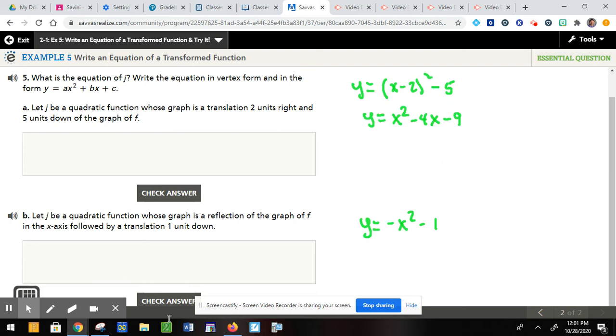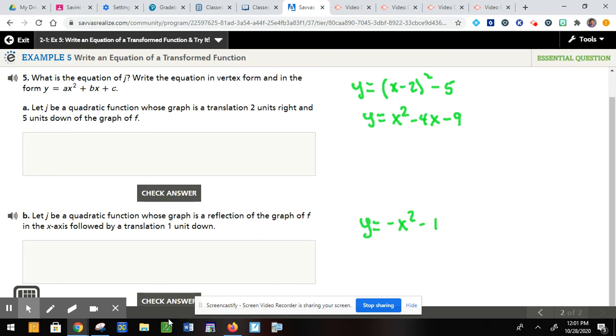For the first part, it says 2 units to the right and 5 units down. It says nothing about stretching or reflecting or compressing, so there is no a value. 2 to the right would be minus 2 on the inside, 5 down is minus 5 on the outside. When you FOIL the x minus 2 squared and then subtract the 5, you get x squared minus 4x minus 9 for the ax squared plus bx plus c form.